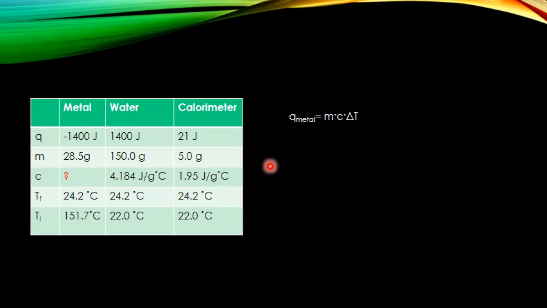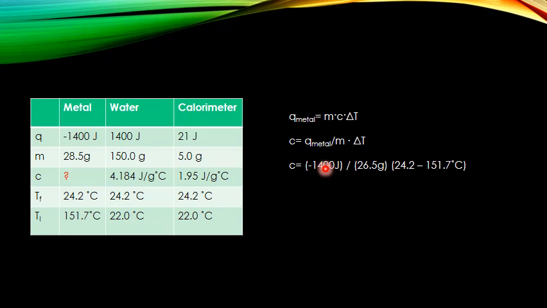So I'm going to use the same formula that I've been using all along, Q equals M times C times delta T, but I'm going to rearrange this because my unknown in this case is the C, or the specific heat. So C equals Q of the metal divided by mass times delta T. I just got that by dividing this side by mass times delta T. Whatever I do on this side, I have to do on this side. So that's where that number came from. So now it's just a matter of plugging my numbers in.